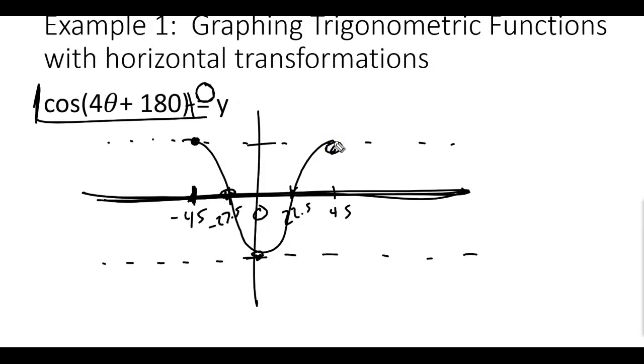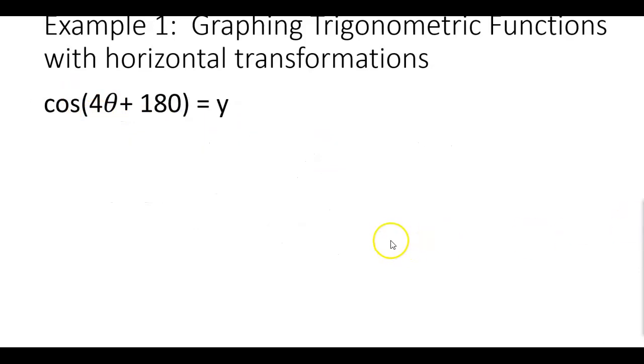And there it is. So usually, with cosine, we would plot our midline, we do our amplitude, and we would use the angles from 90 to 360. But in this case, we still have the same midline and amplitude, but our angles are completely different, and that's because of these horizontal transformations. So we'll do another one here. There's a lot going on there.